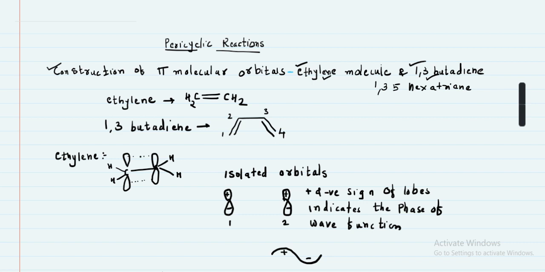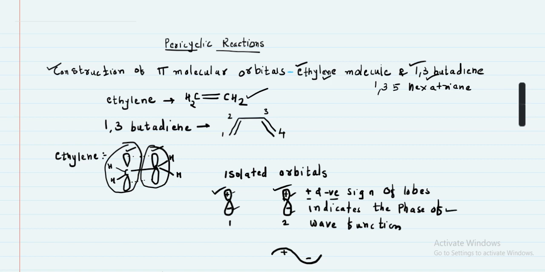Let us see the first example, that is ethylene. Ethylene's formula is CH2 attached with a second CH2 with a double bond. In this case, there are two p orbitals present in the ethylene molecule, and when we isolate the first p orbital and the second p orbital, it looks like that. The orbital has a positive sign and a negative sign, and the second orbital also has a positive sign and a negative sign. The positive and negative sign of lobes indicates the phase of the wave function.